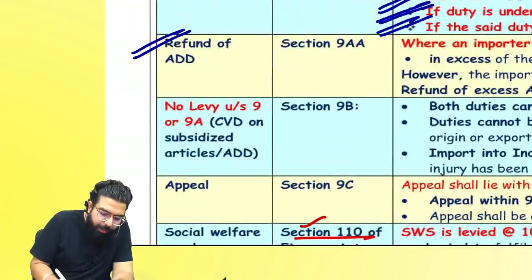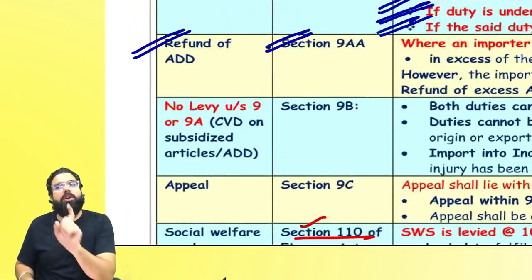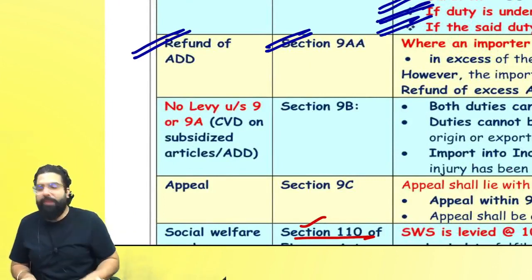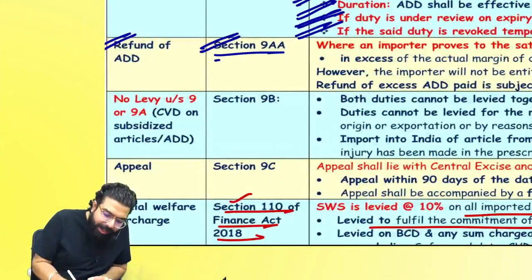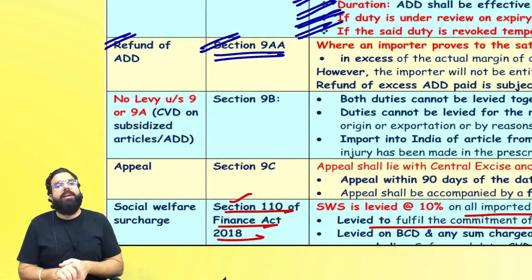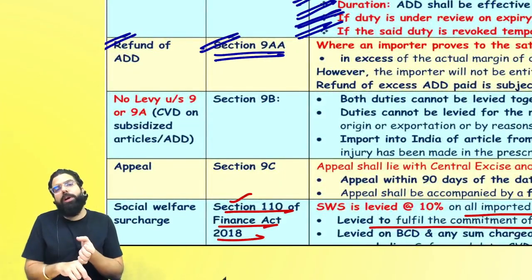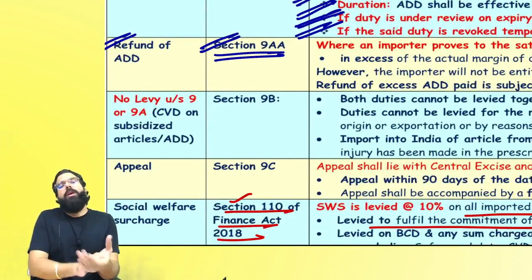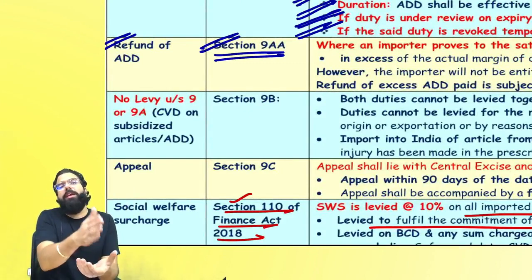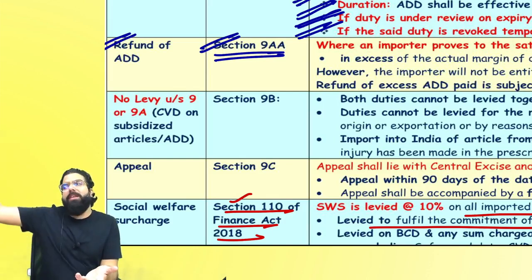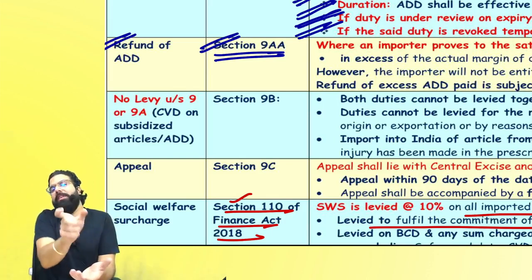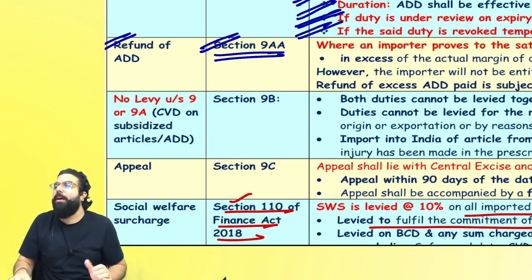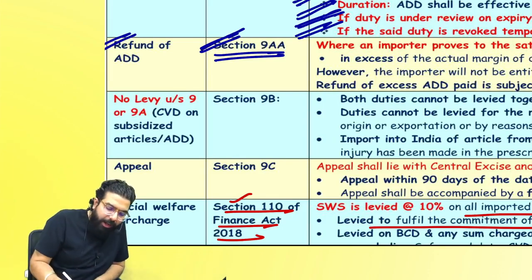Sir, refund of anti-dumping duty, we are not talking about provisional refund. Provisional refund of anti-dumping duty is given under section 9A. Section 9AA says, supposing government charged anti-dumping duty from an importer. Later, the importer says, sir, the anti-dumping duty you are charging is 25 rupees, but the actual margin of dumping is only 20 rupees. How can you charge more than the dumping? So whatever is the extra amount will be refunded by the government, that is told in section 9AA.